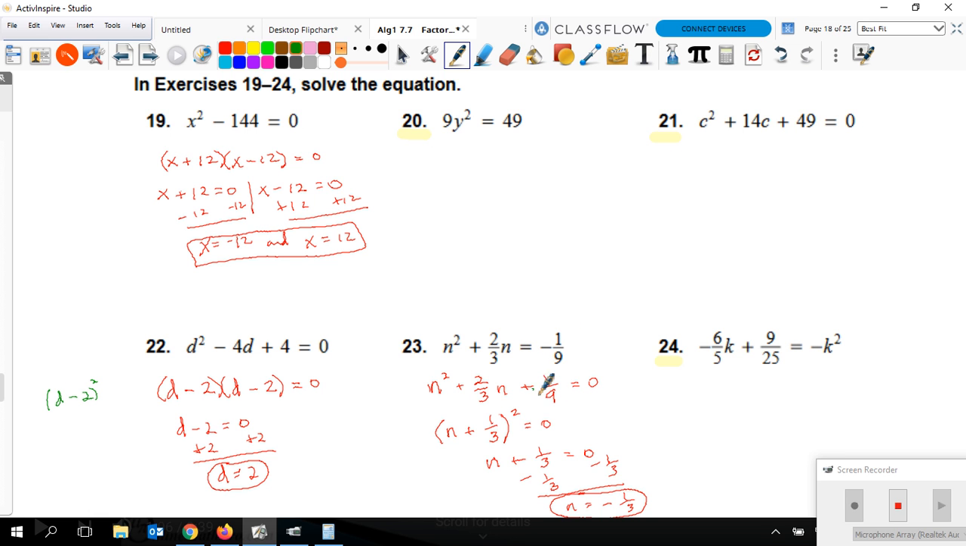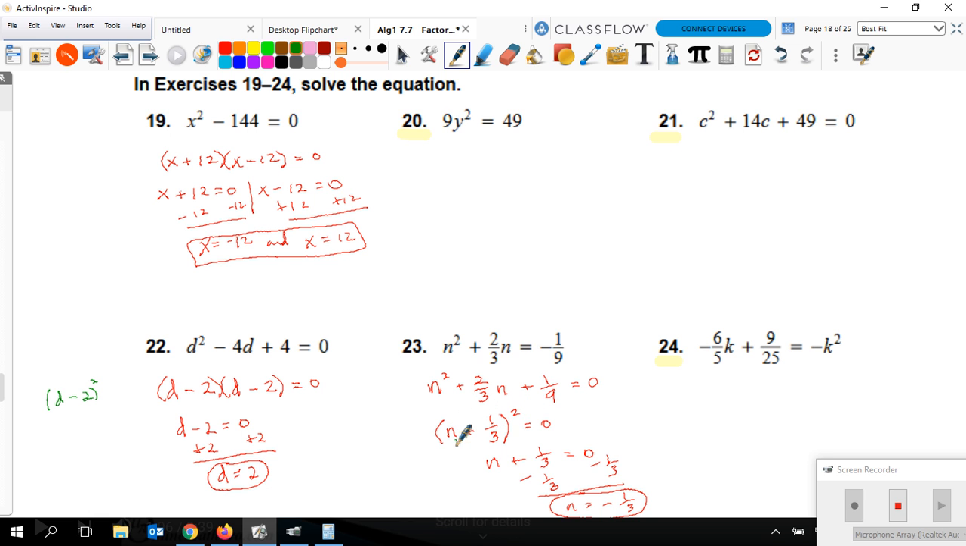So the first thing is write in standard form. Adding 1/9 here, that's all I'm doing. Cancels it here, so now I have 0. Adds it to this side on the left. And so this is a perfect square. 1/3 times 1/3 is a 1/9, and then 1/3 plus 1/3 is a 2/3. So you're going to say n plus 1/3 squared.